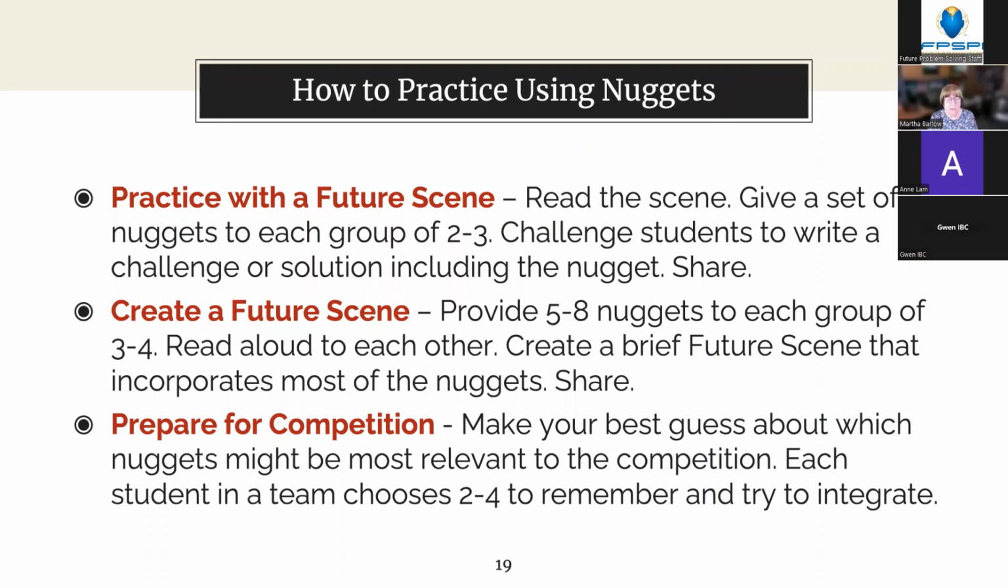When you're preparing for competition, sometimes my students like to make guesses about which of these might be relevant to what they thought the future scene might be, as far as setting the topic into the future. Just like on the vocabulary words, each student in a team could choose, let's say, 2 to 4 nuggets to remember. This is especially helpful, like maybe throughout the year, to get practice with that. And then they would try to integrate those somewhere if they could.